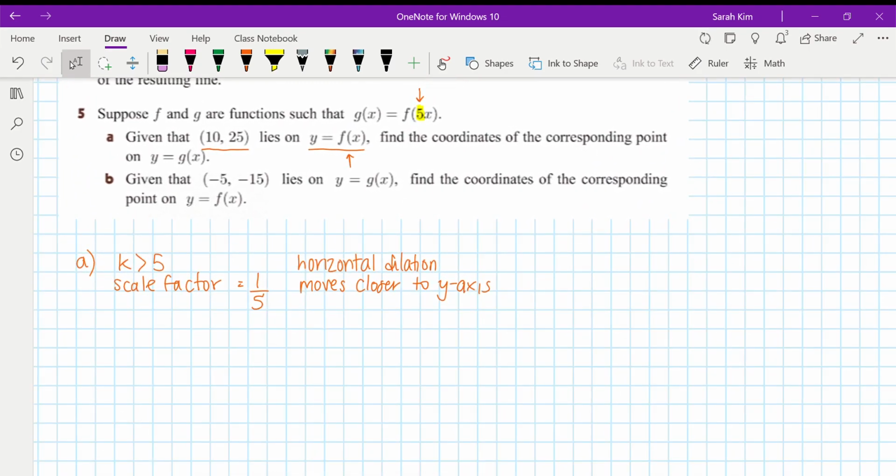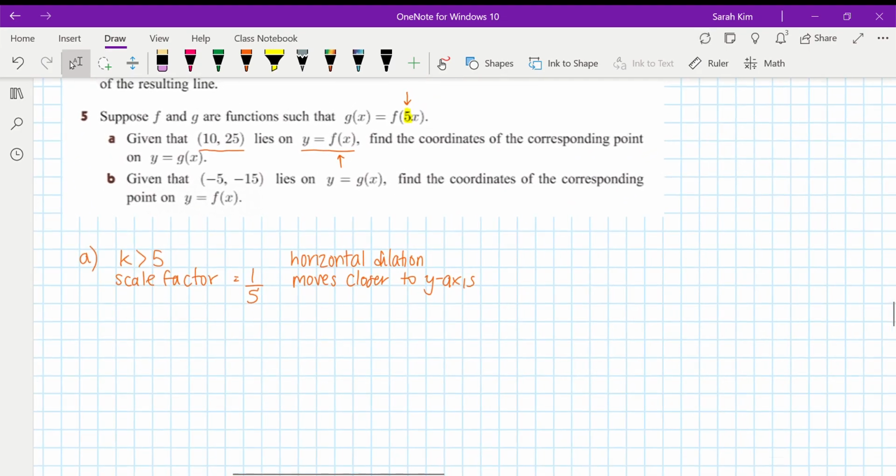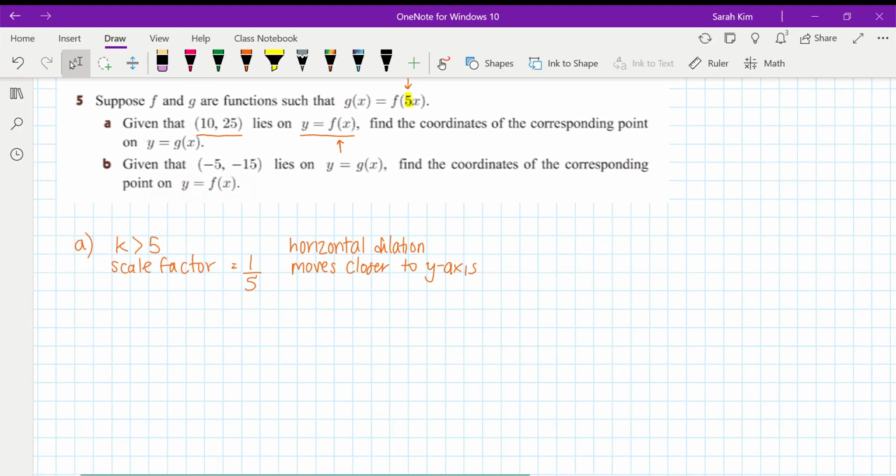Okay, so let's use these and figure it out. What's happening is the coordinate will get reduced by a fifth. All you need to do is write the coordinate, okay, so 10, 25, and reduce it by, not a quarter, a fifth each. So it becomes 10 divided by 5, which is 2, and 25 divided by 5, which is 5.